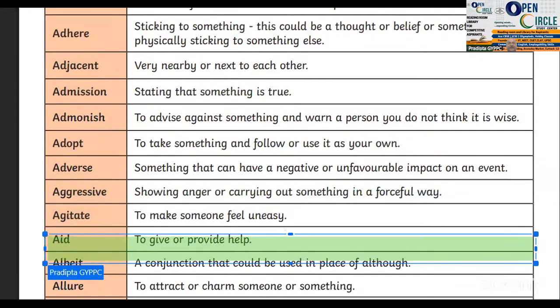Okay. Next one, aid. Aid means to help. जैसे first aid box. I need some financial aid. मतलब financial help.